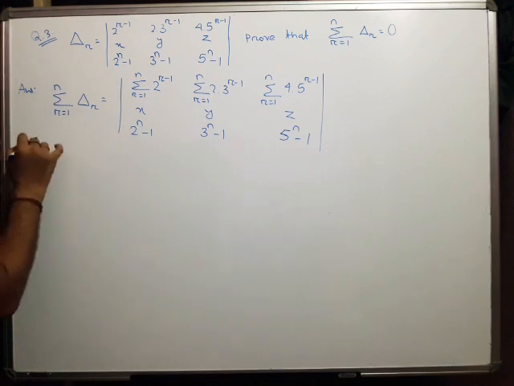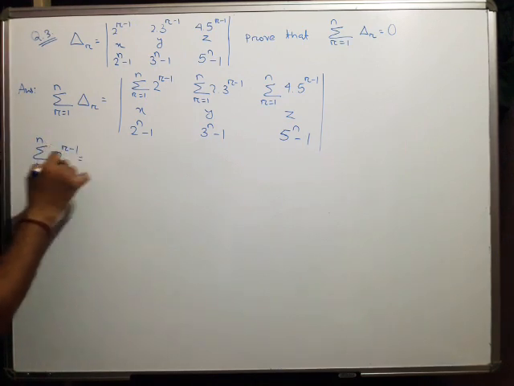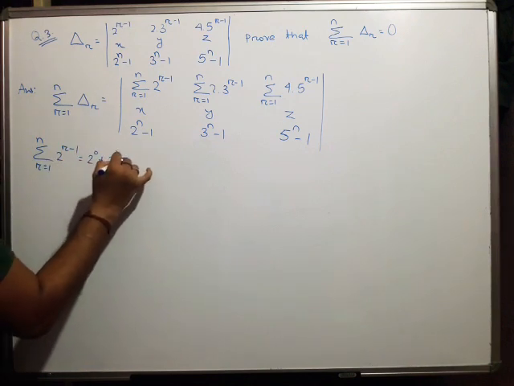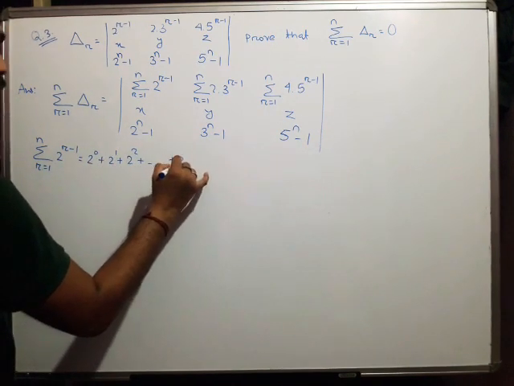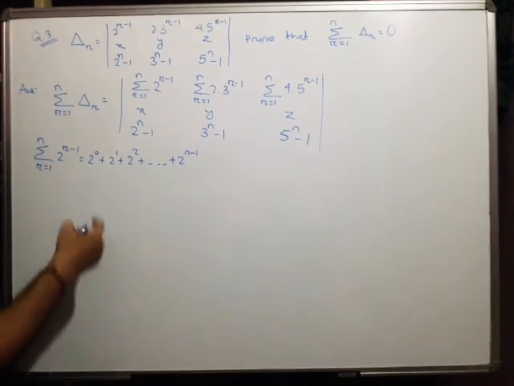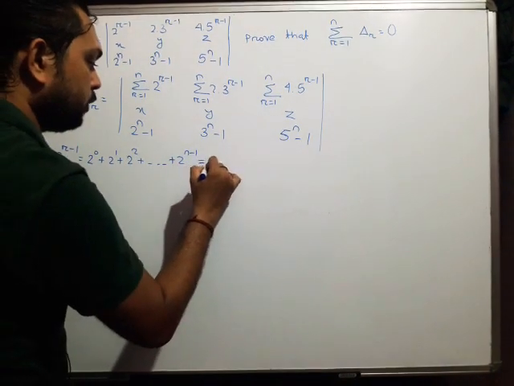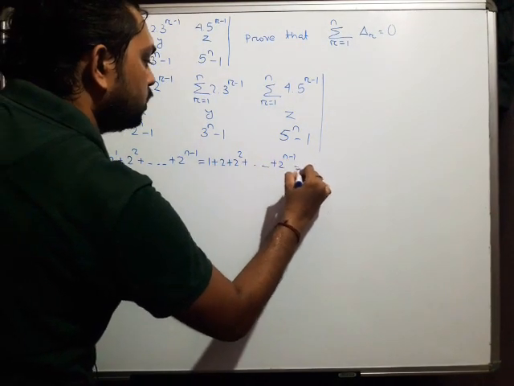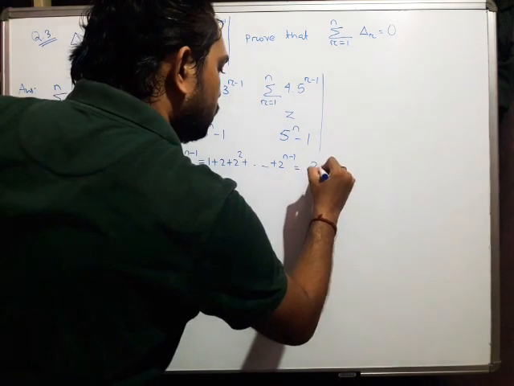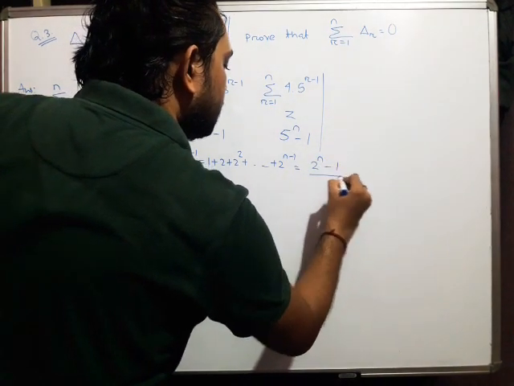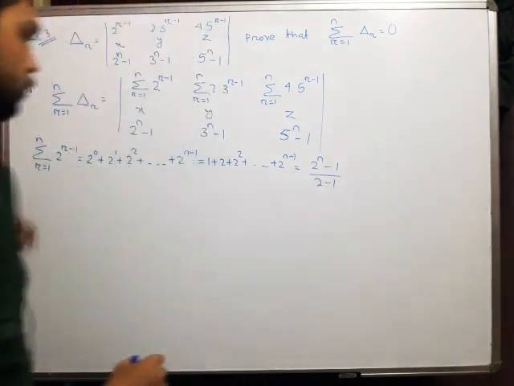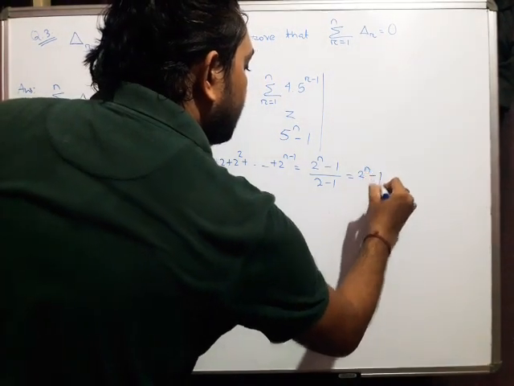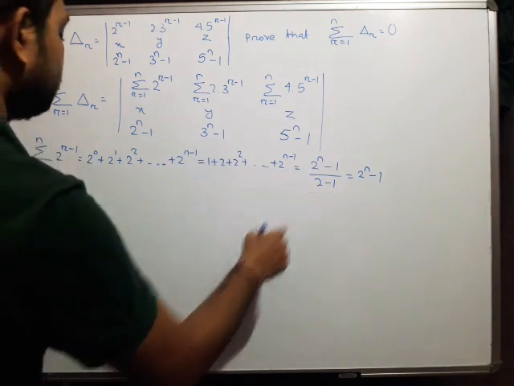r equals 1 to n of 2 to the power r minus 1. If r equals 1, then this is 2 to the power 0, next is 2 to the power 1, 2 to the power 2, up to 2 to the power n minus 1. So these terms are in geometric progression. Okay, 1 plus 2 plus 2 square up to 2 to the power n minus 1. So its value will be equal to 2 to the power n minus 1 divided by 2 minus 1. Okay, so this will be equal to 2 to the power n minus 1, as 2 minus 1 is 1.